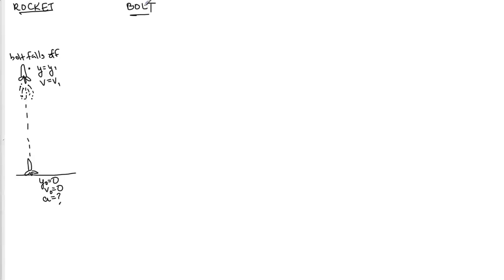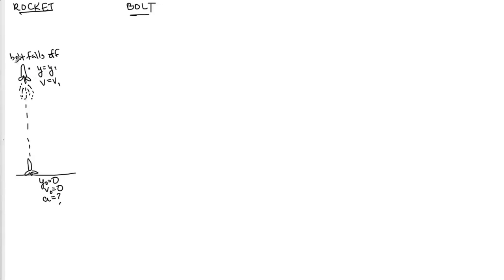Here's the rocket and the bolt problem. So the rocket's going to start out on the ground here, where y naught equals 0, v naught equals 0. Acceleration of the rocket is what we're trying to find. It goes straight up until a point when the bolt falls off.